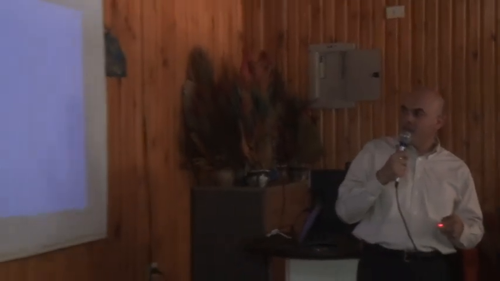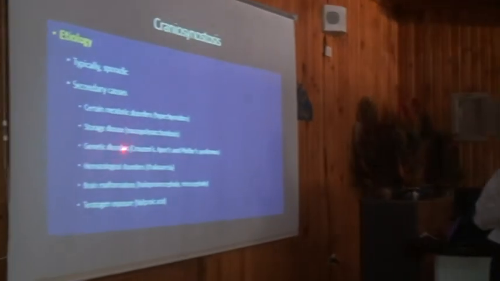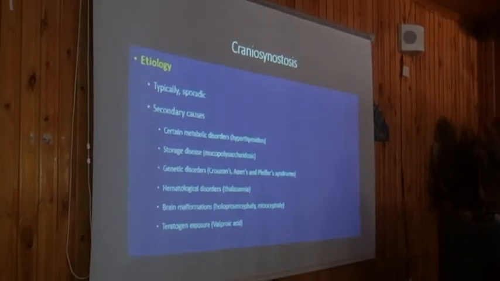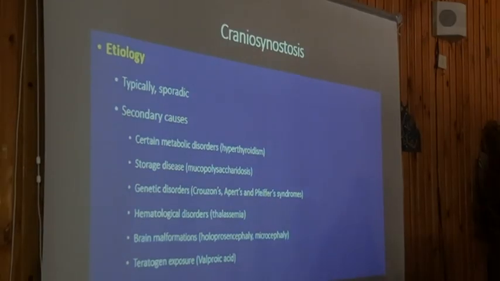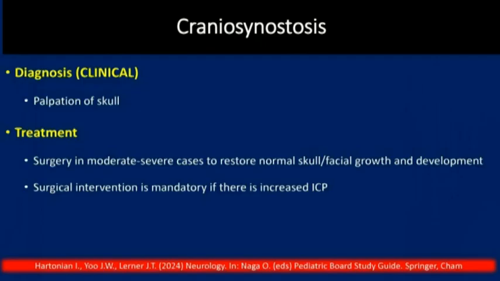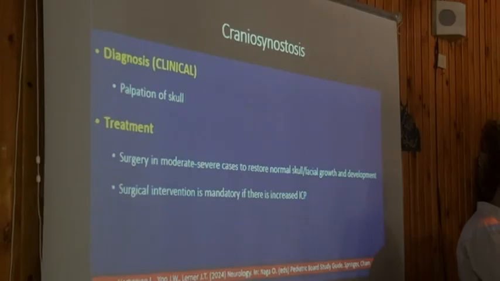The rare causes you will know from the beginning. The rare ones, like septic, metabolic disorders, storage diseases like mucopolysaccharidosis. Genetic disorders are the ones like Crouzon, Apert or Pfeiffer. They look different. Their heads look very bad. So the diagnosis is usually clinical and they are just sent to surgery.